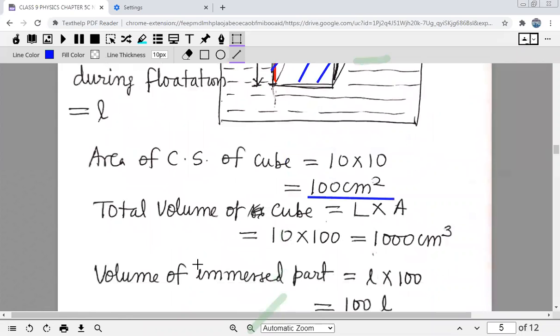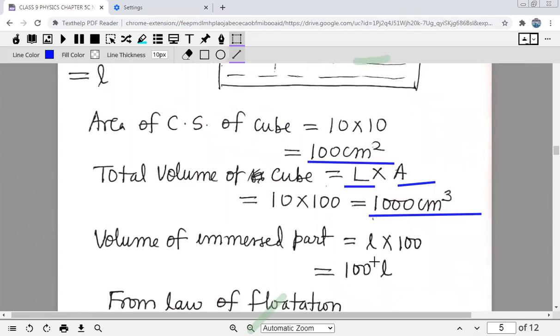It's clear. So what will be the total volume? Total volume will be the total length into area of cross section, that is equal to 1000 centimeter cube. It is clear? Now, what is the volume of the immersed part? It is small l into area of cross section, which is 100. That is 100 l. It's clear.